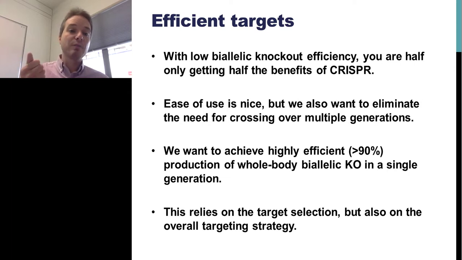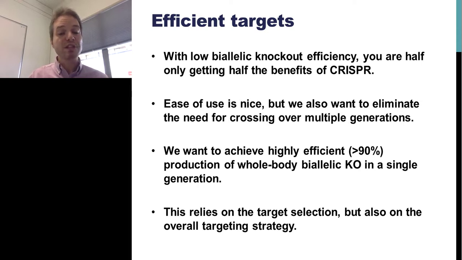So in terms of efficiency, if you have a low knockout efficiency, in a way you're only getting half of the promised benefits of CRISPR. Of course, you still have the ease of use, which is nice. It's nice to have a technique that's relatively easy to use. But what we also want to eliminate, if we want to accelerate the development of these new knockout lines, is the need for crossing over multiple generations, because that's what's really taking a lot of time.